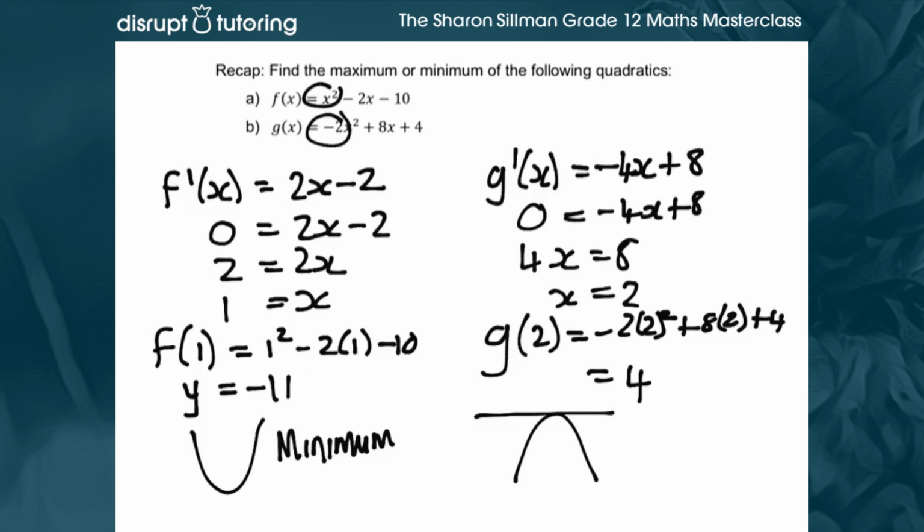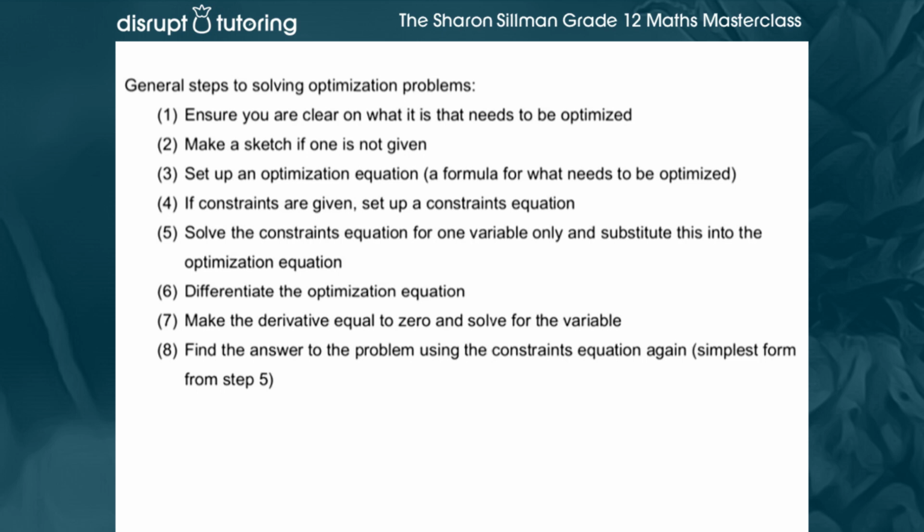Right, so now let's move on to the actual optimization type questions. First, I'm going to show you the general steps we should use to cover any optimization question. It would depend on the way the question is worded, and it would depend on how much information they give you in the beginning, but these 8 steps, and you shouldn't learn them off by heart by any means, but at the moment they just give you practice in what you should be doing. So let's just quickly read through them before we actually use them in an example. So number 1, ensure you're clear on what needs to be optimized.